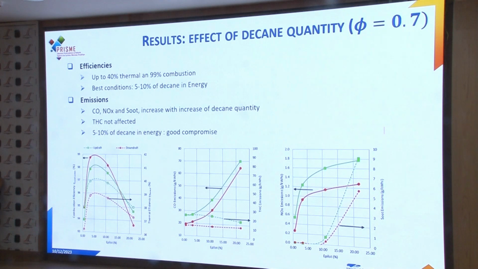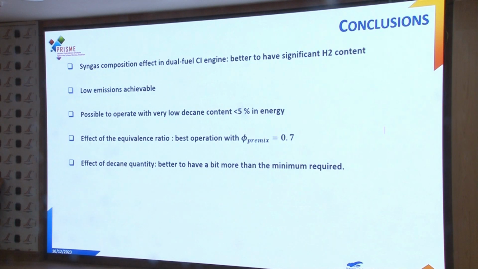And it seems that, again, having a bit more than the minimum required is good for the combustion. So 5 to 10% of decay in energy seems to be a good compromise. So we can see that the syngas composition affects the performances a lot, and it's better to have significant hydrogen content in the mixture.